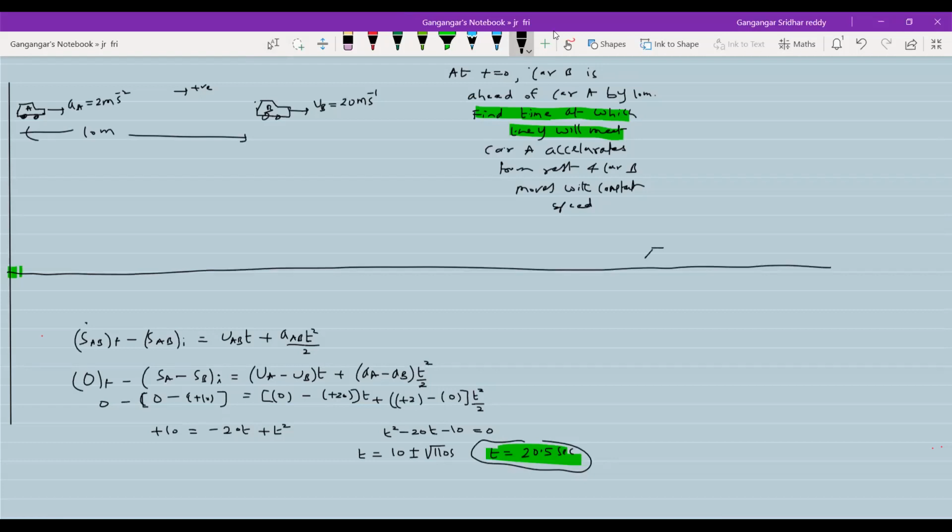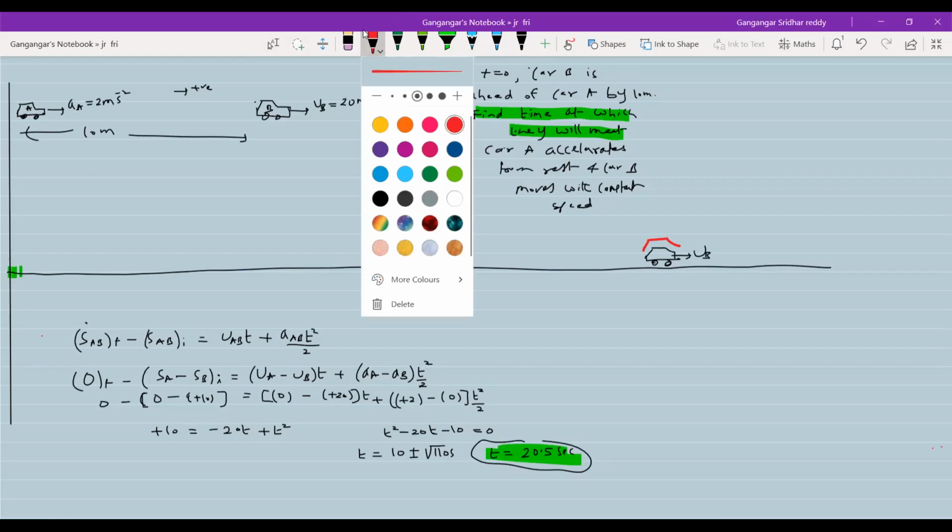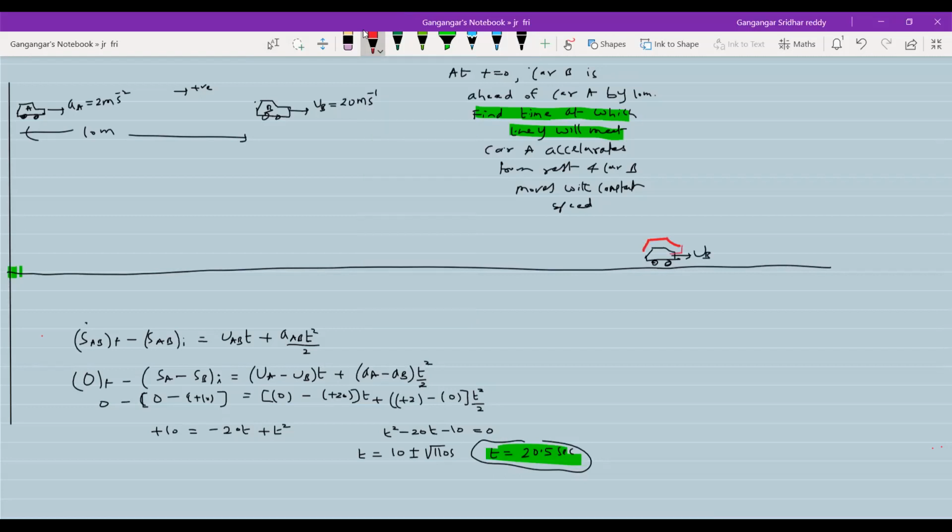So this is the car B. It will continue to move with that velocity, and the car A will be here. Once you learn the method, it will be very easy. So it will be VA. At this particular position, the car is there. So what is this time? 20.5 seconds.